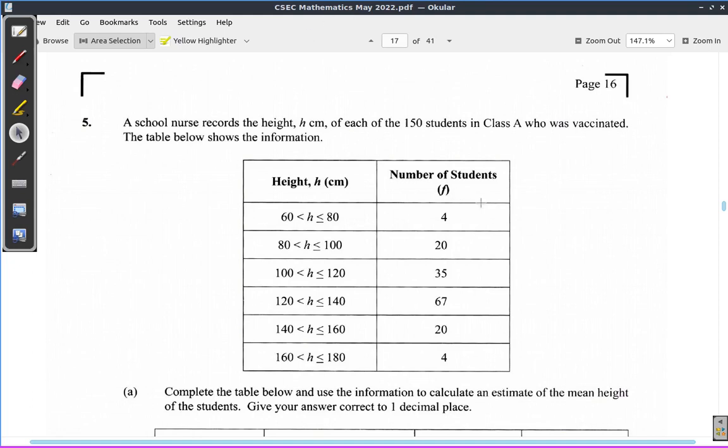Question 5 from the CSEC Mathematics, May 2022 past paper. A school nurse records the height h, in centimeters, of each of 150 students in class A. So you see these numbers over here, the number of students, they add up to 150. The table below shows the information.